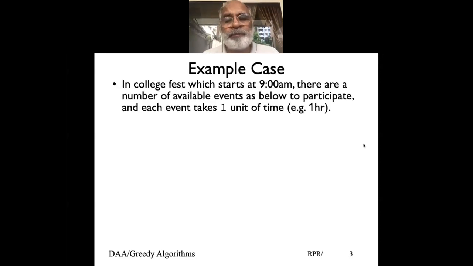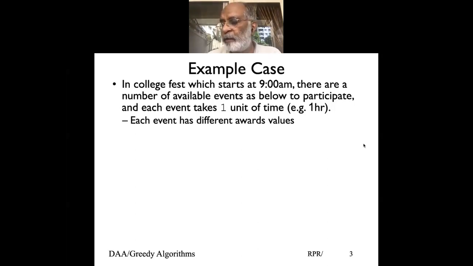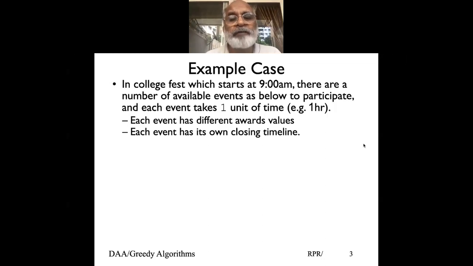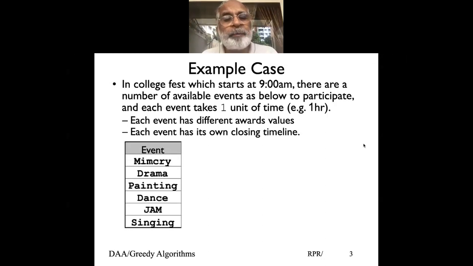So let's consider our college case, where let's say the festival is starting, and it starts at 9 a.m. There are a number of events for a participant to participate in, and different events have their own closing time. Participating in any event is assumed to take 1 hour. Some students can participate in mimicry, somebody in drama, or painting, or dance, or jam, or singing. So assume we have about 6 activities.